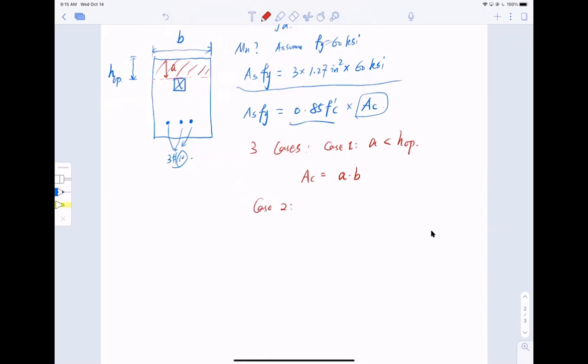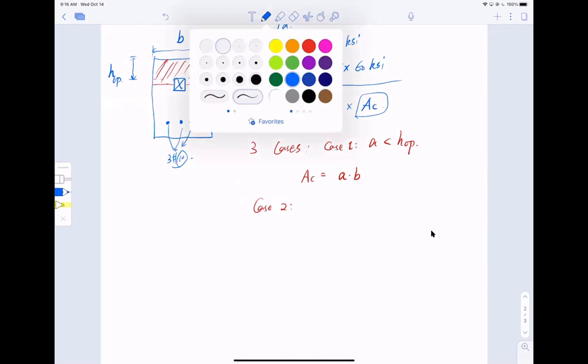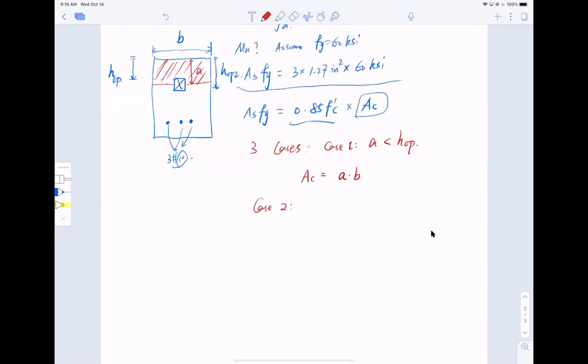But case 2, I may have a different a. So let me just erase this line. My a is between h_op, right? And let's just say this is another one. Don't use this color. Blue one is better. Blue one is the fixed distance. So this is h_op2. Okay, my a is in between. So case 2, a is smaller than h_op2 but bigger than h_op1. Right? So what to do?